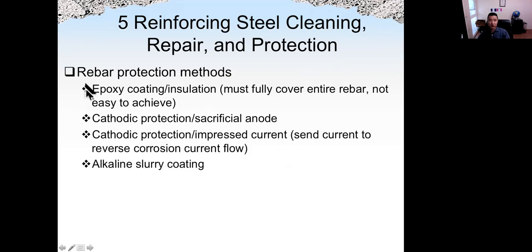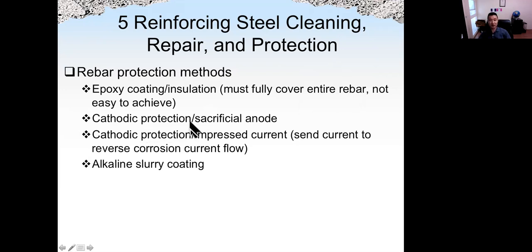So here shows the rebar protection methods. We can use epoxy coating. The purpose of that is to insulate, so isolate the rebar, the steel, from oxygen and water by using epoxy. But it must fully cover the entire rebar. If the epoxy is damaged in some area, then the corrosion may start again. So this is not very easy to achieve, to fully cover the entire rebar.